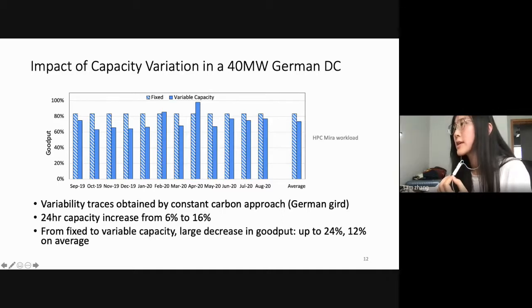If we look at the experiment results in terms of goodput between fixed and variable, we can see that there are large decreases in goodput in most of the cases, up to 24% in the most extreme, and 12% on average on the rightmost.